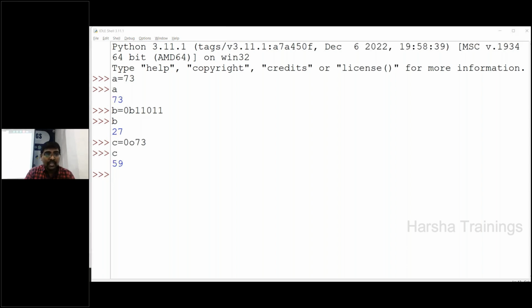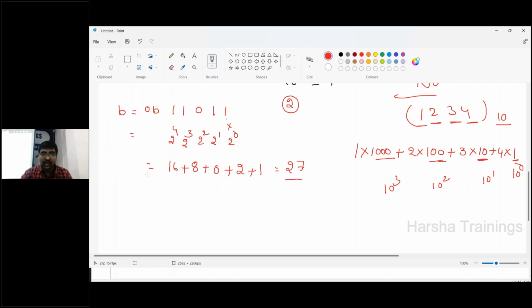And how? Again, do the same procedure. What is the procedure? C is equal to 073. 8 power 0, 8 power 1. 7 into 8 power 1. What is the value? 7 8s are 56, plus 3 into 8 power 0, 3. What is the value? 59. Everything is fine. Anyone have doubt? Clear? Internally, this is what happens.